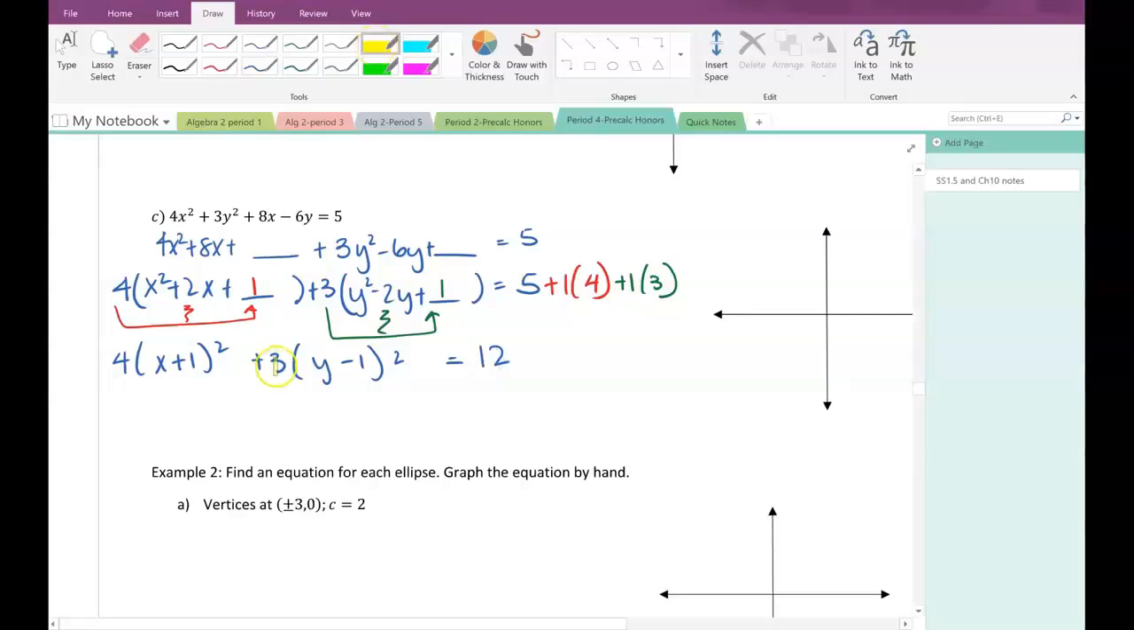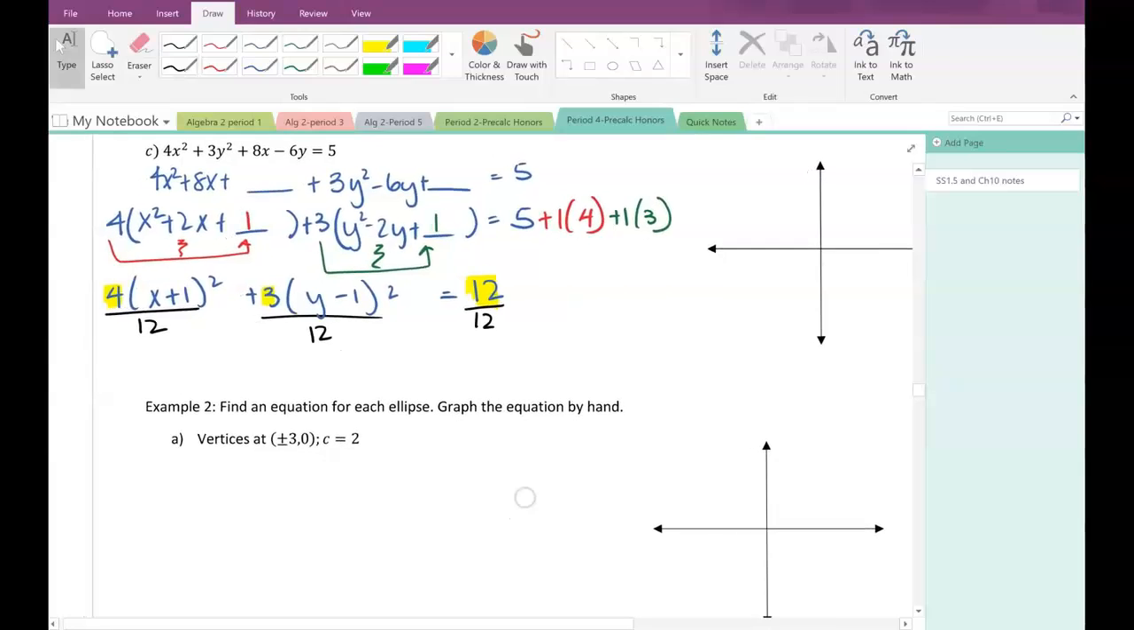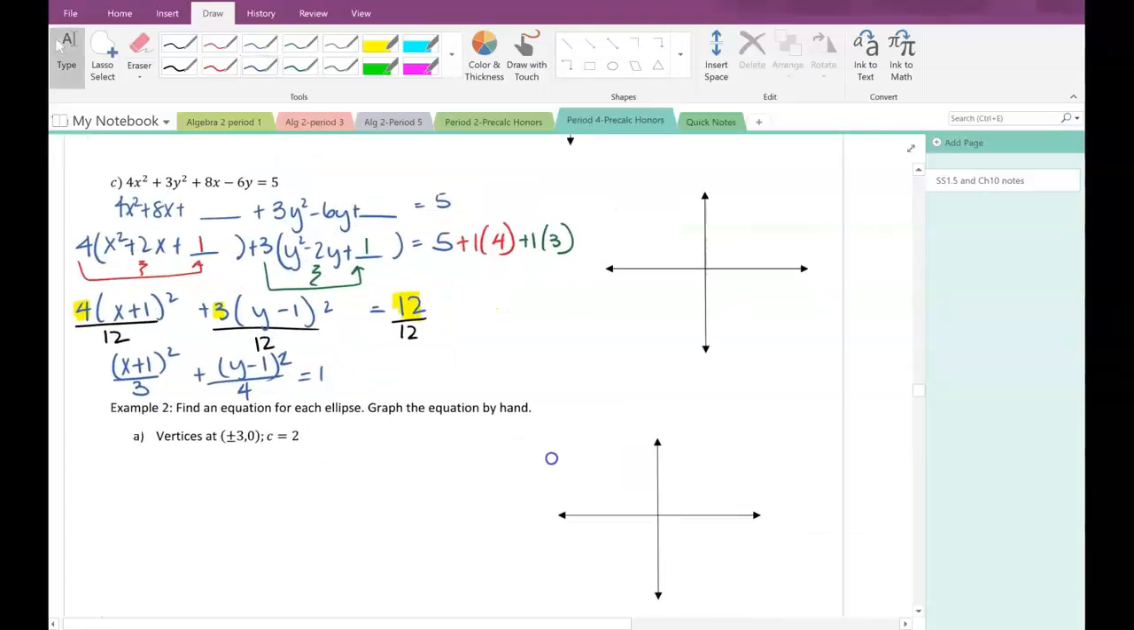Now, mind you, I'm sorry, it's not the fact you can't have a leading coefficient, but the equation has to equal 1. So you have to divide each and every term here by 12 to make the right side equal to 1. If you do that, we can reduce that. (x + 1) quantity squared over 3 plus (y - 1) quantity squared over 4 equals 1. So that's an equation that we could use to find all of our information.